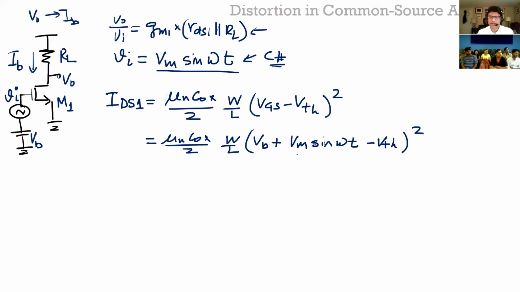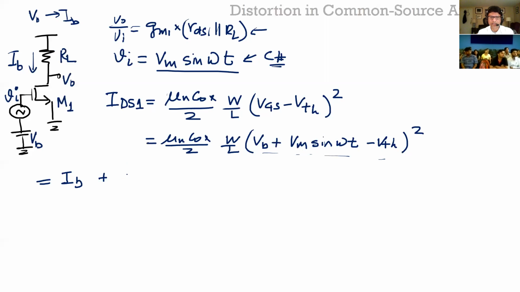If I take this term and expand the square, you're going to get IB. I'm not going to write that out, but just trust me that you're going to get IB. That's because if I make Vm sine omega t zero, then VB minus VTH whole squared is nothing but IB. So that's where IB comes from.